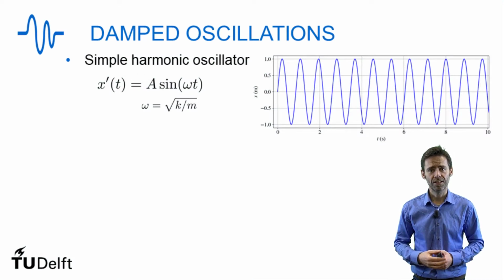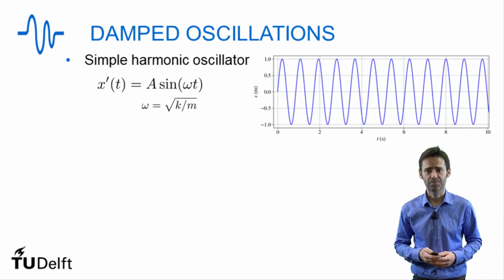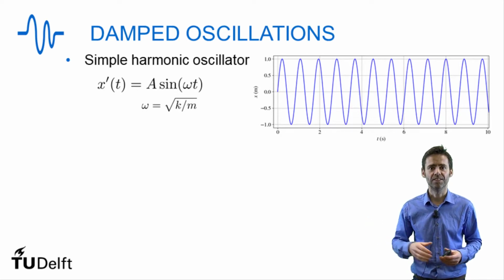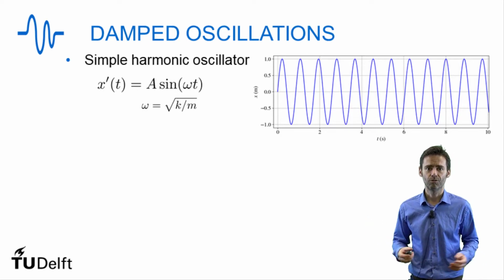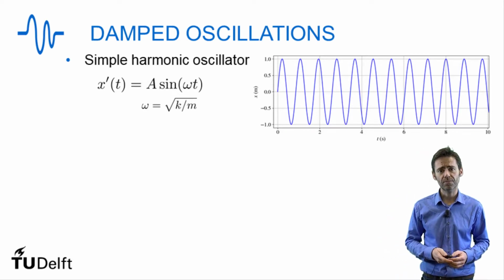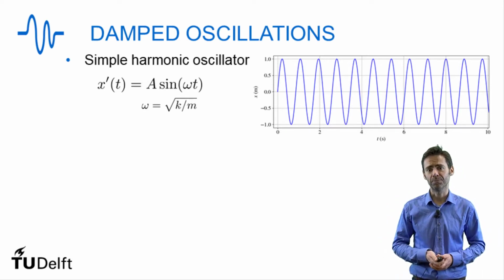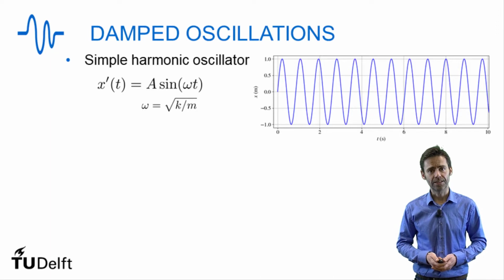Now, as you've seen in previous units, we have described the harmonic oscillator as a sinusoidal oscillation at frequency omega equal to square root of k over m, with k being the spring constant and m the mass. Of course, these oscillations last until infinity, and this is not very realistic for physical systems. So we need to add the effect of damping. Now, how do we do that?